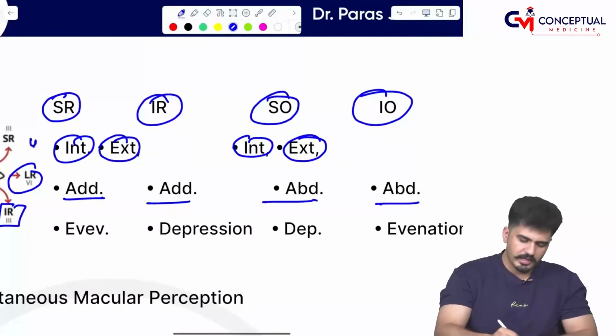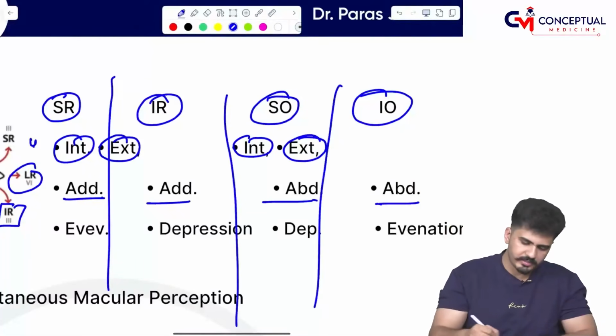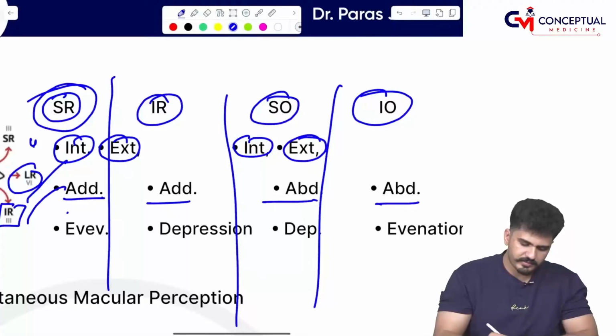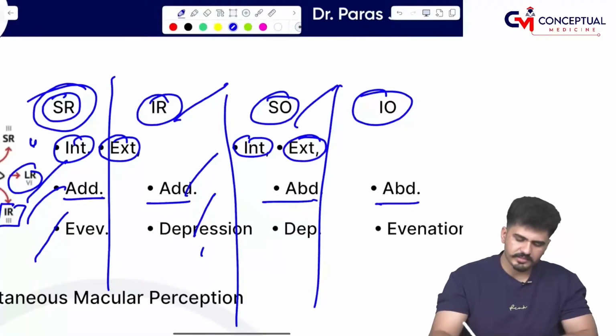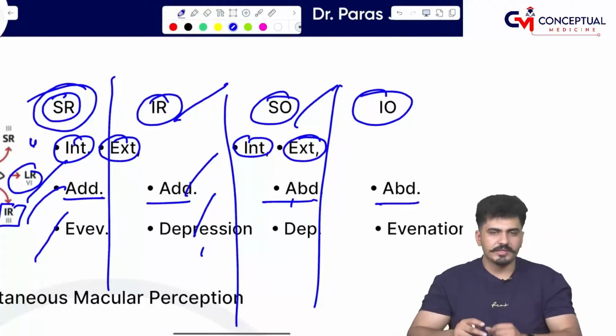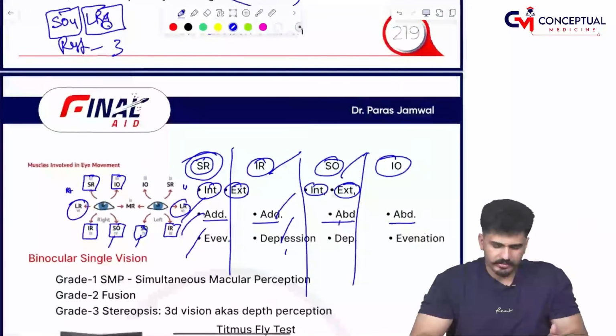So elevation, depression. Now divide this into 3-4 parts. Superior rectus has this function, inferior rectus has this function, superior oblique has this function. With this trick you can solve all these questions in your exam.